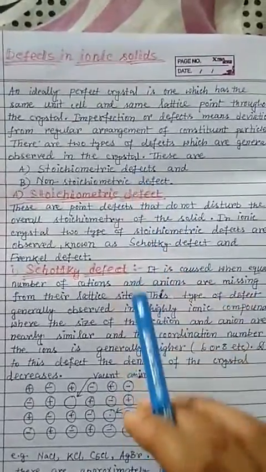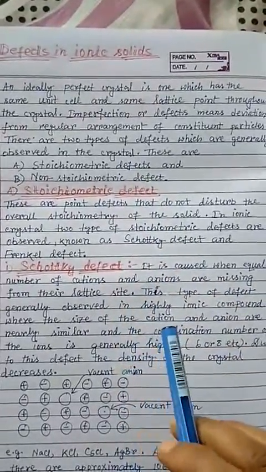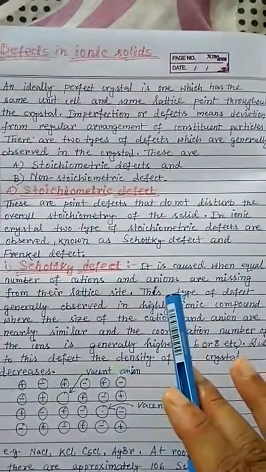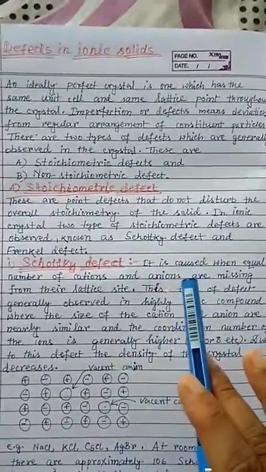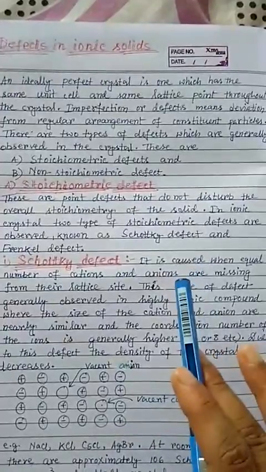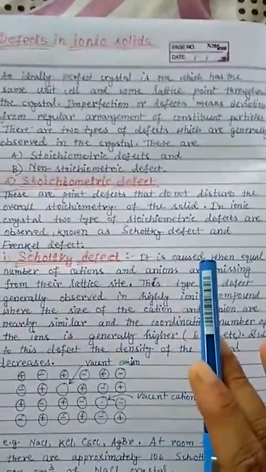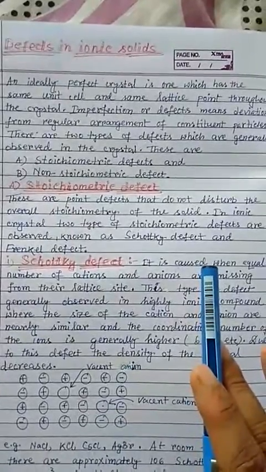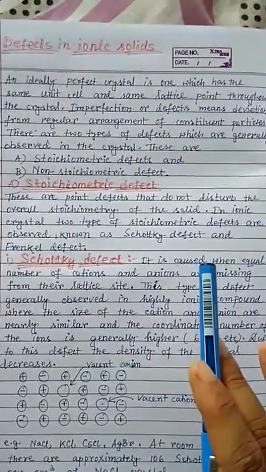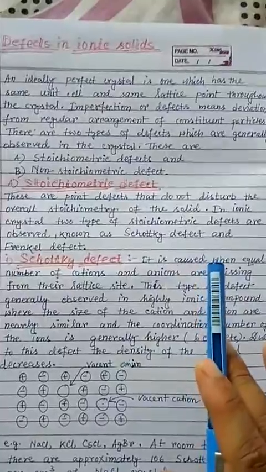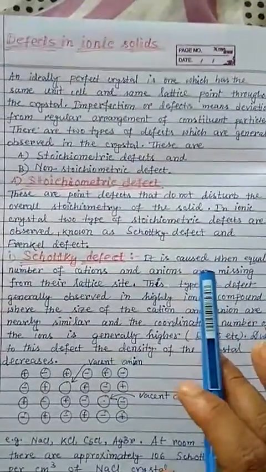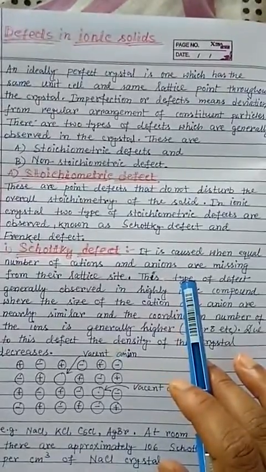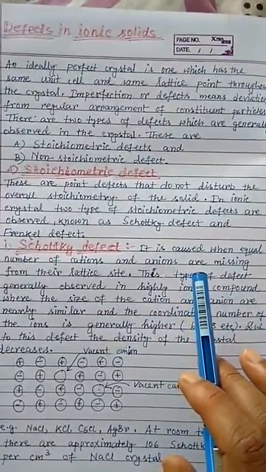An ideally perfect crystal is one which has the same unit cell and same lattice point throughout the crystal. Imperfection or defects means the deviation from these regular arrangements of the constituent particles. There are two types of defects generally observed in crystals: stoichiometric defects and non-stoichiometric defects. First I'd like to discuss the stoichiometric defects. These are the point defects that do not disturb the overall stoichiometry of the solid.